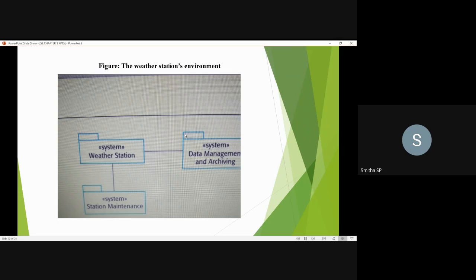Now let's see the roles of these systems. What are the responsibilities of these individual systems? We will discuss what the weather station system does, what the data management and archiving system does, and what the role of the station maintenance system is. So let's discuss it one by one.